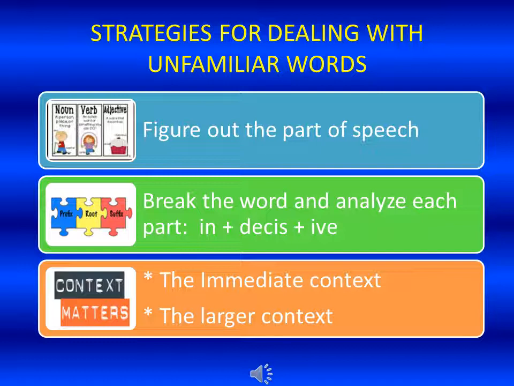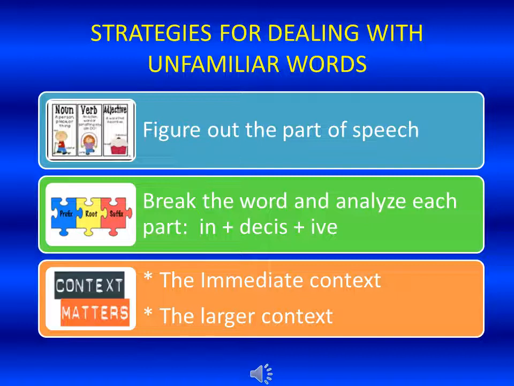The second strategy is to break the word and analyze each part. For example, the word indecisive can be broken into 3 parts. The prefix in, the root decis, and the ending IVE. So the ending, IVE, indicates that the word is an adjective. A lot of adjectives end in IVE.